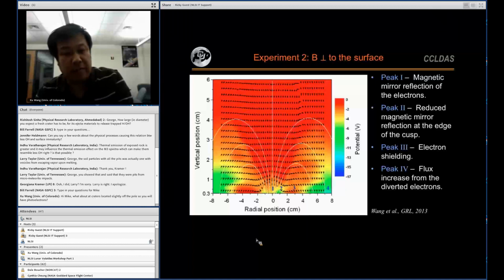And at peak 3, the field line is basically parallel to the surface. So as I talked about in the previous slide, the electrons are shielded away and charge that region most positively. And then at peak 4, the electrons go to the cusp and may reflect back and follow field lines to the side and charge the side of the dipole field more negatively. Next, please.